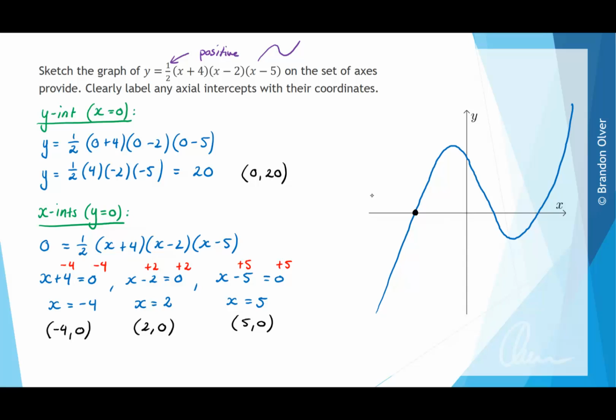Labeling all those key features, we have this as (-4, 0) as the first x-intercept. Our next x-intercept is at (2, 0), and the third x-intercept is at (5, 0). The y-intercept was at (0, 20). And for this question, we won't label the maximum and minimum.